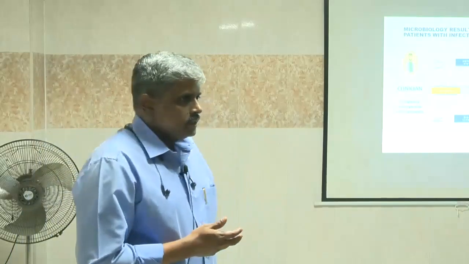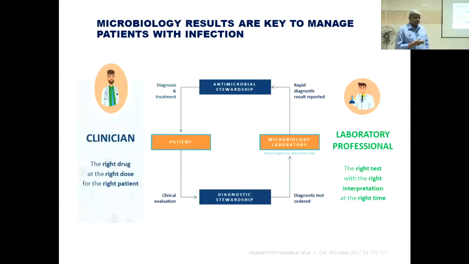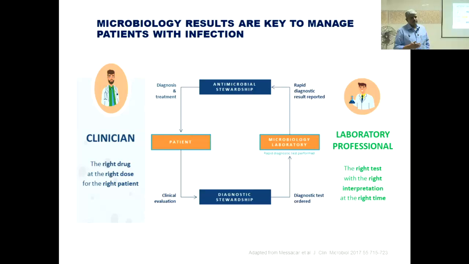What is very important is that microbiology results are the key to managing patients with infections. Many times we make a diagnosis, but it is always nice when we have proof for the diagnosis that we have. Picking up the microbiology etiology is very, very important. So starting from doing the right test at the right time, and your collaboration with your microbiology lab or histopathology, all those things are very, very important.